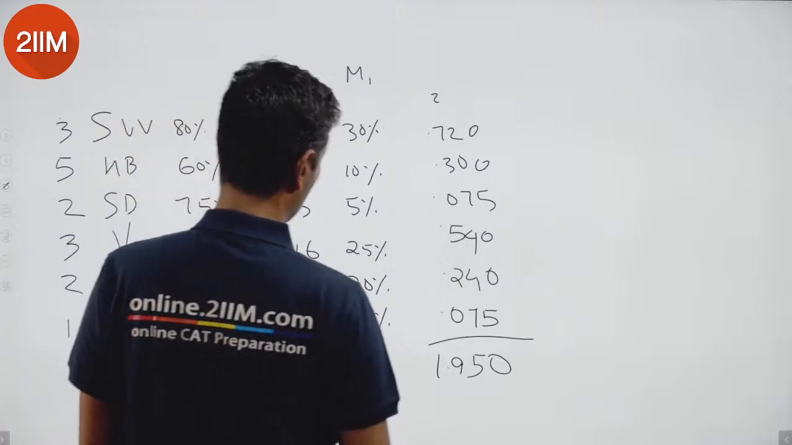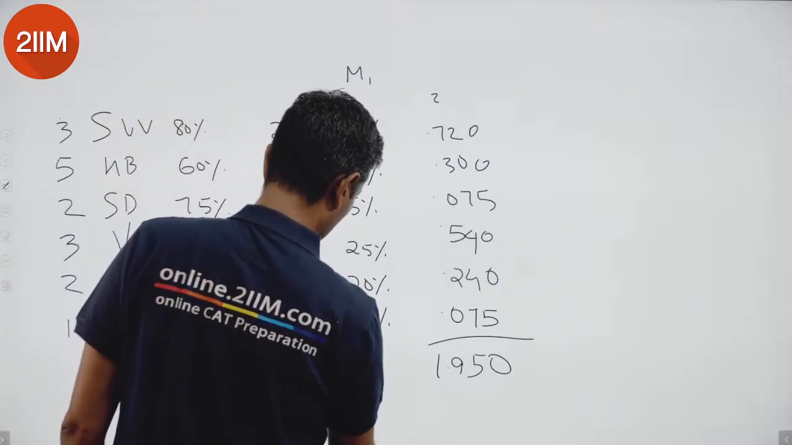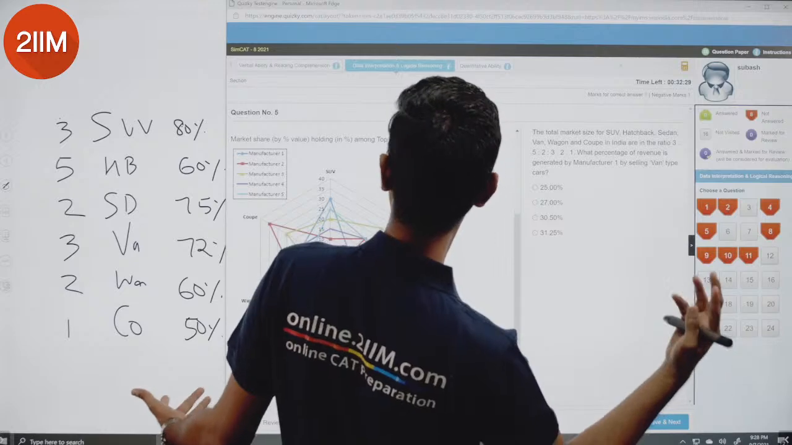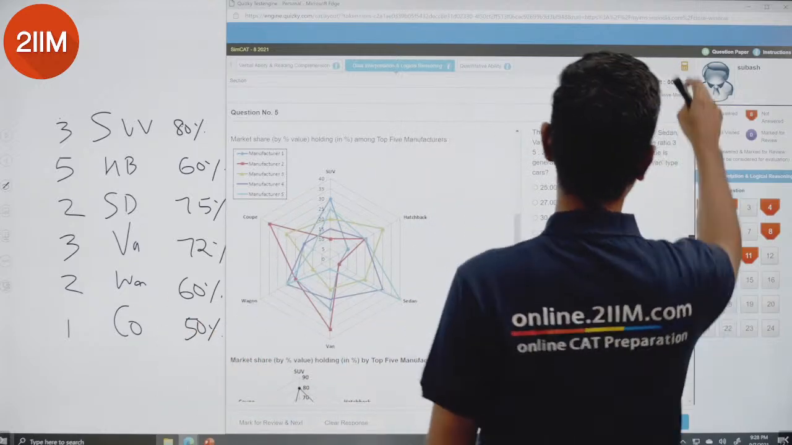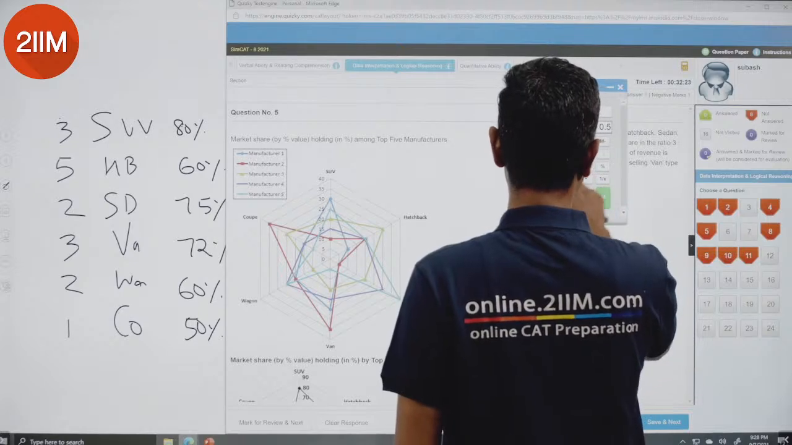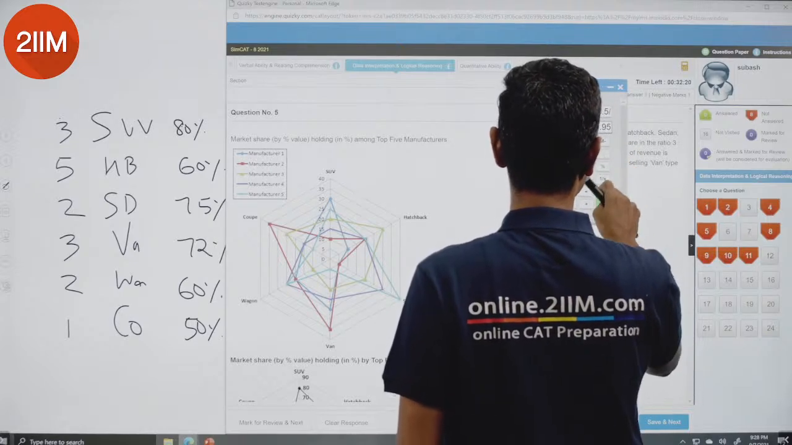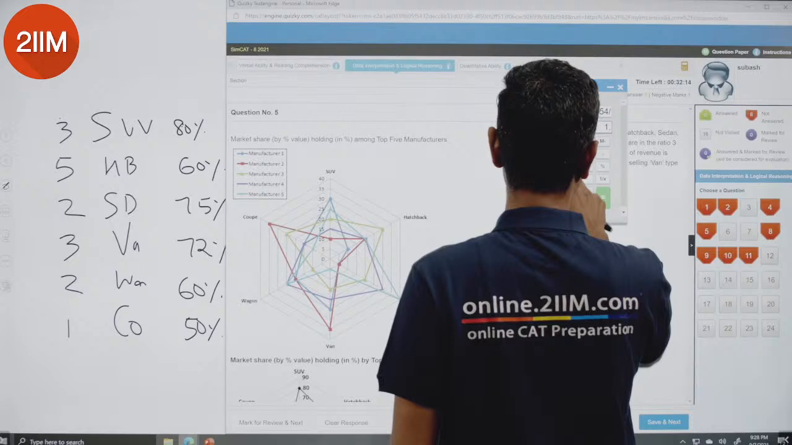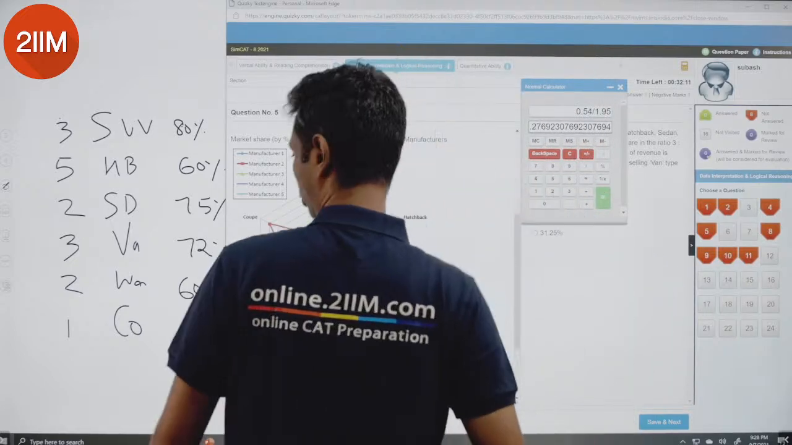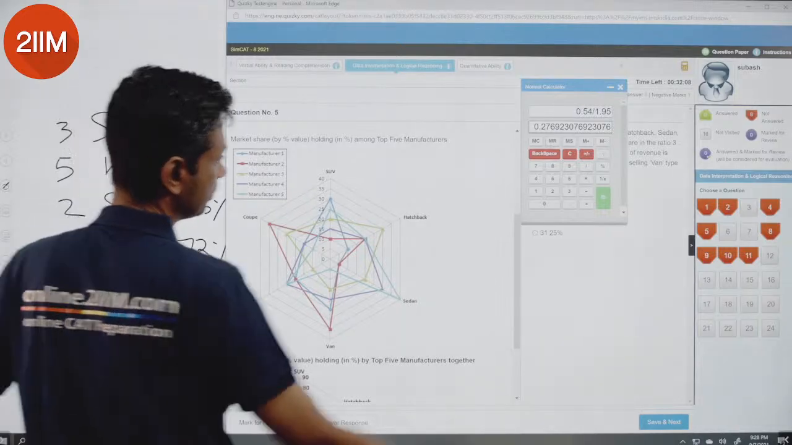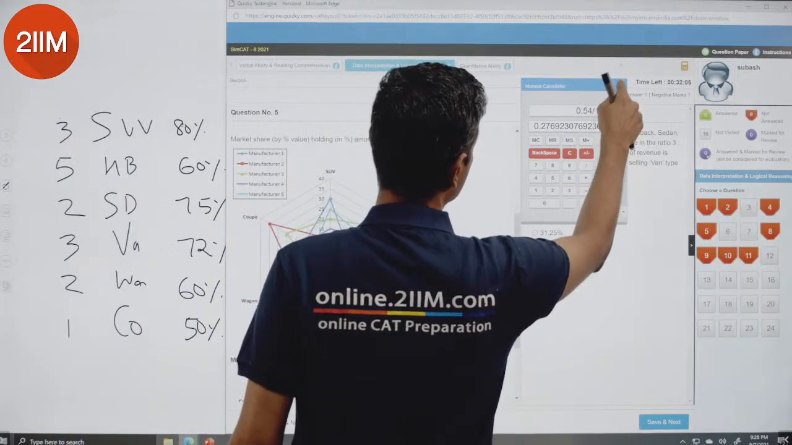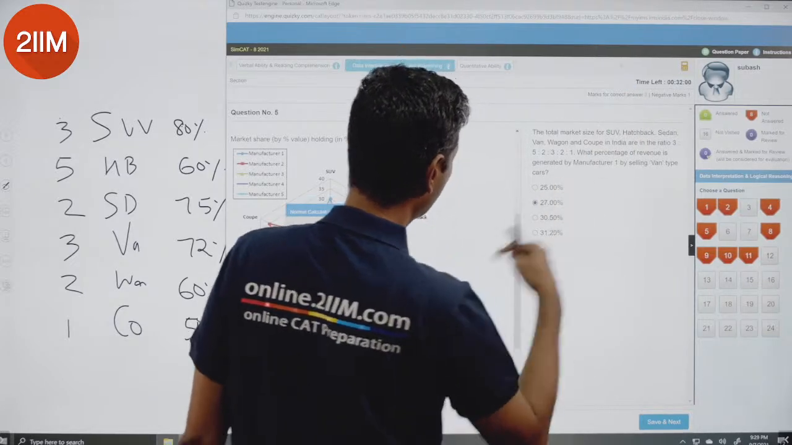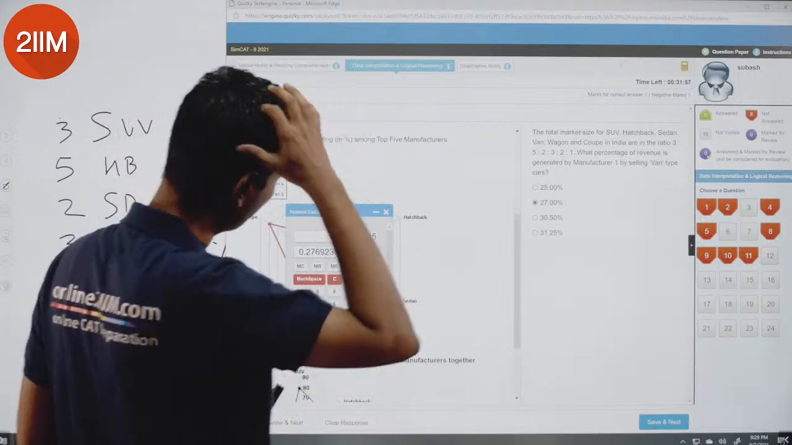1.950. We're trying to do 0.540 by 1.95. I think there may be a calculator here. Do I have a calculator? Oh, please tell me that there is a calculator. Yes. 0.54 divided by 1.95. 27.69%. Okay, 27%. Maybe I've done some calculation wrong. It says 27.00%, but I'm confident.